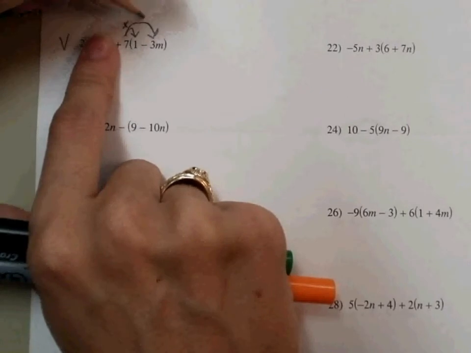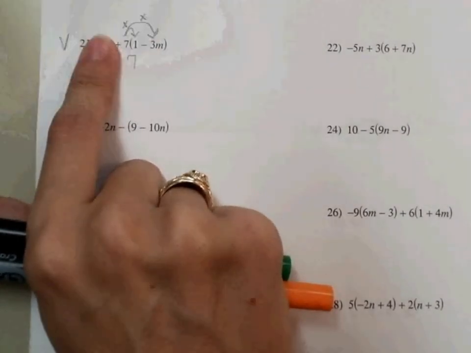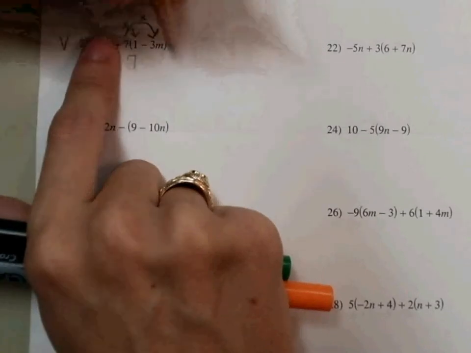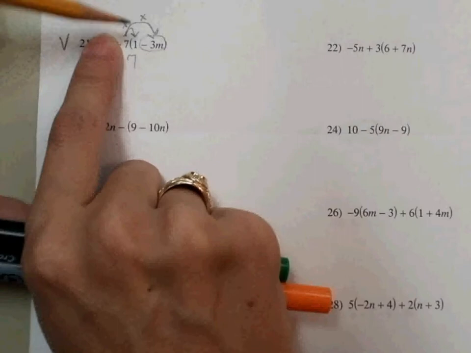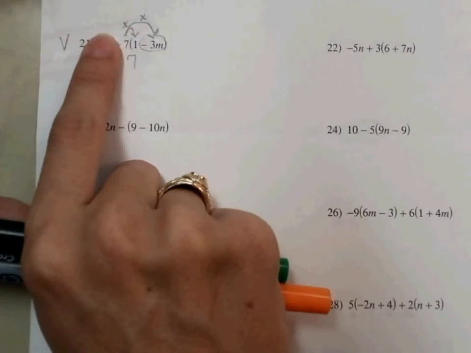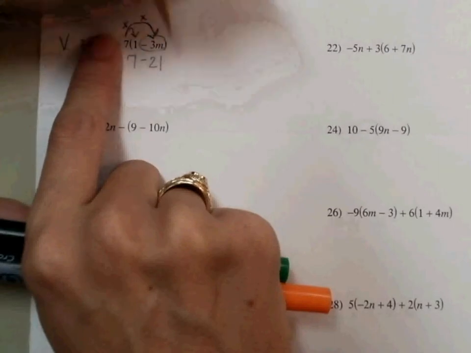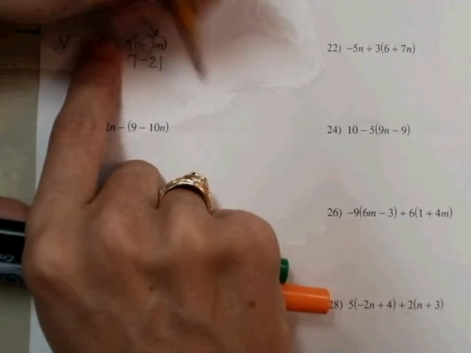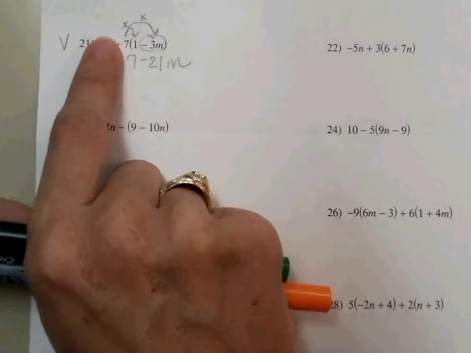And remember, when I draw those arrows, I'm really multiplying. So 7 times 1 is 7. Remember, the sign in front of the number goes with that number. So this is positive 7 times negative 3. If you put that in your calculator, you're going to get negative 21. And since I'm multiplying by an m, I have to make sure that I write negative 21m.